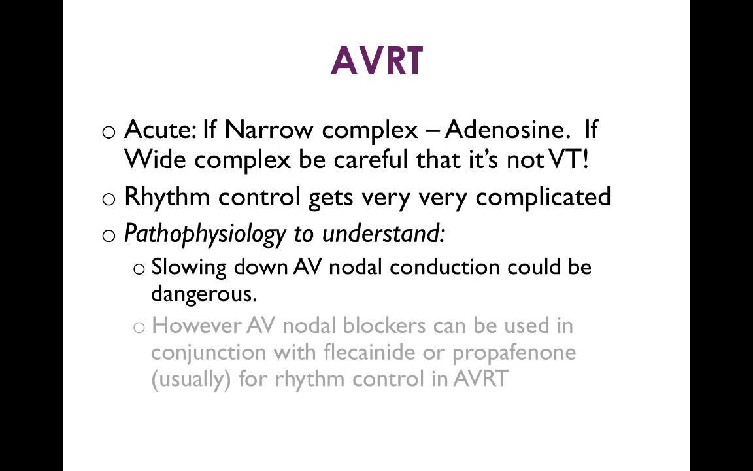AVRT therapy gets a little tricky because if the patient is in an antidromic AVRT, that can look like a wide complex tachycardia, and your first cognitive step is to make sure that it's not a ventricular tachycardia, and you don't want to be treating ventricular tachycardia with drugs that you think are treating AVRT, because then you can really hurt the patient. So if it's a narrow complex AVRT, I think adenosine is a reasonable choice. But if it's wide complex, you have to be very careful that it's not a ventricular tachycardia.